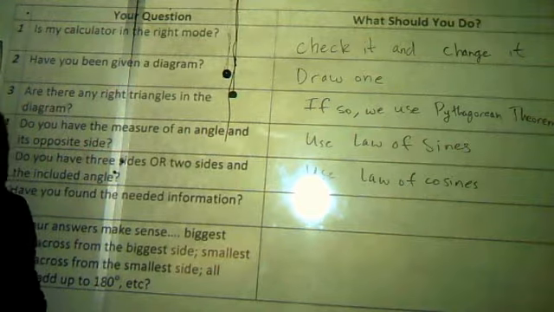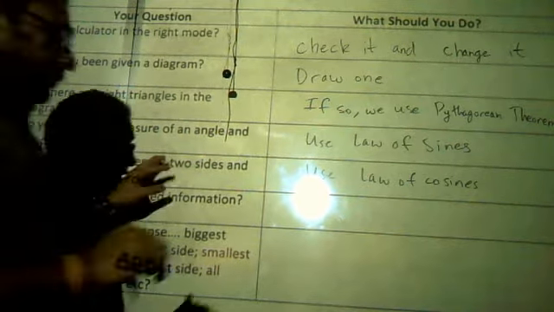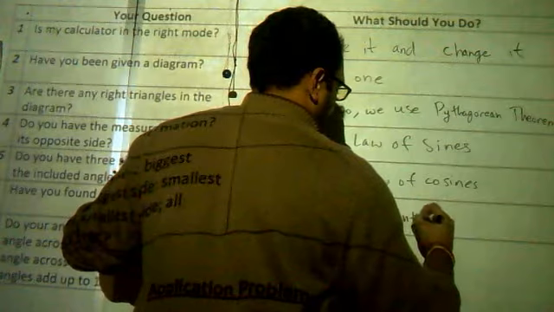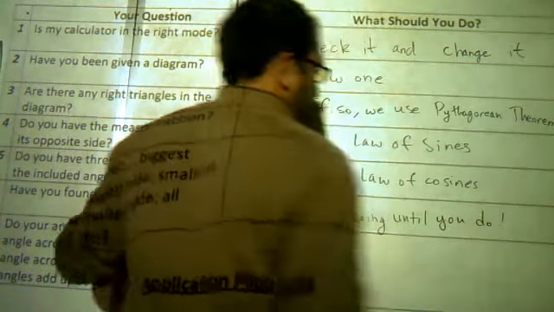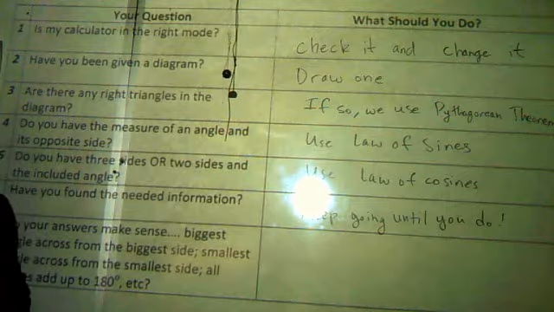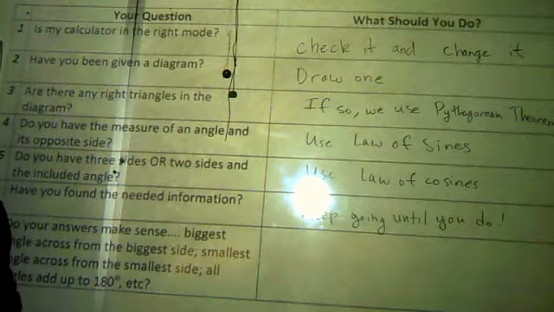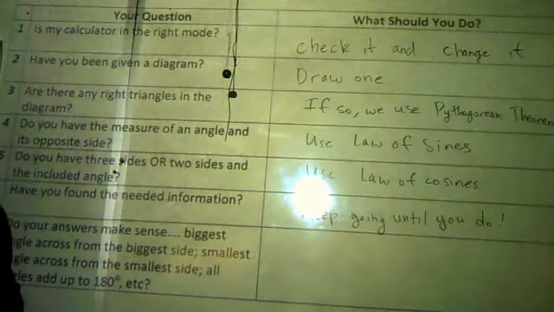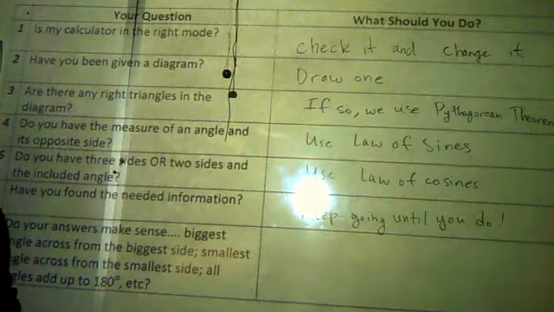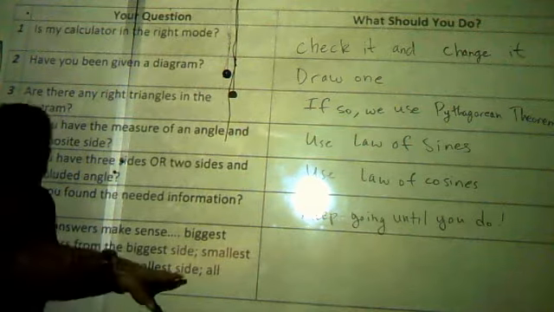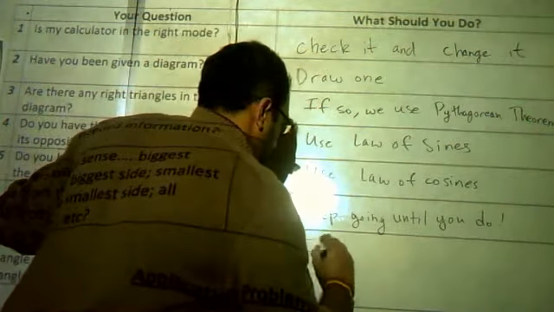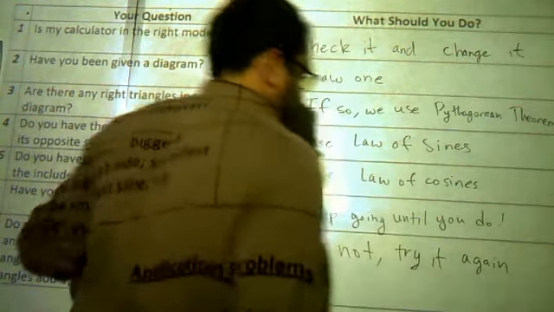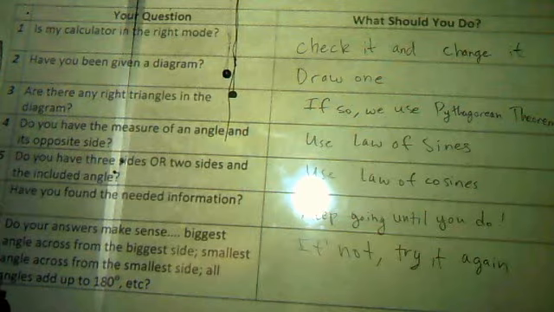Number 6 asks, have you found the needed information? Even if you haven't, keep going until you find what you're looking for, until you answer the question that they're asking. Number 7, do your answers make sense? Is the biggest angle across from the biggest side? Is the smallest angle across from the smallest side? And do all the angles add up to 180 degrees, etc.? If not, try it again.